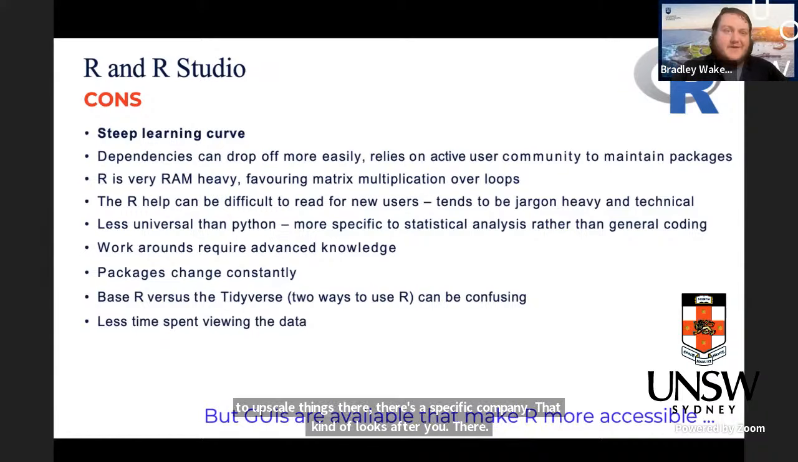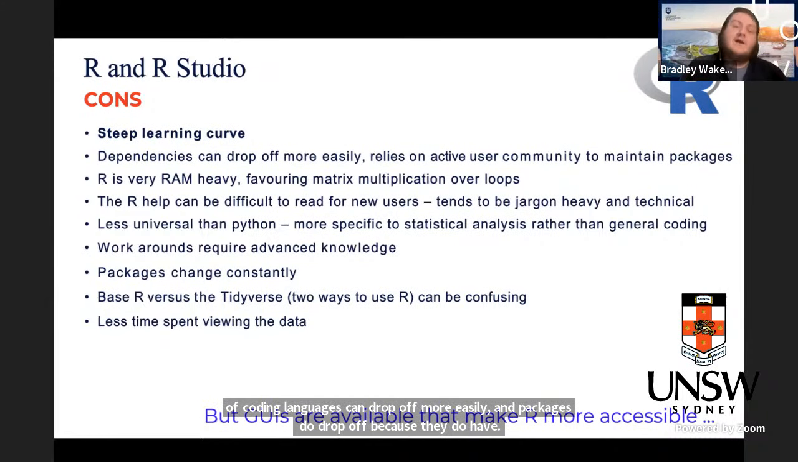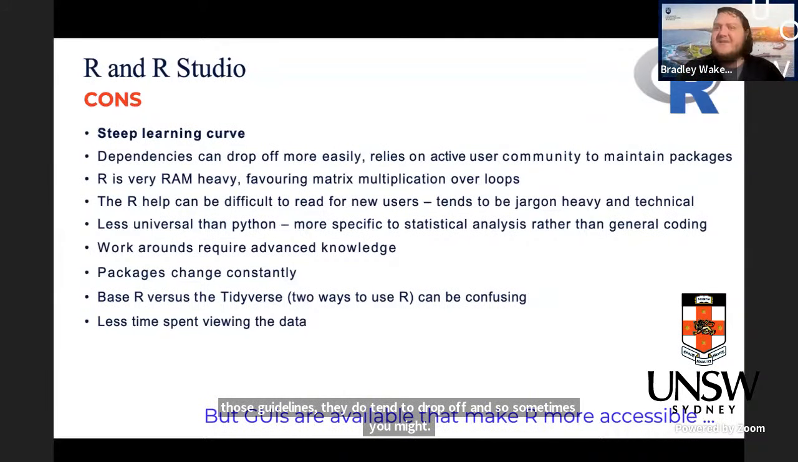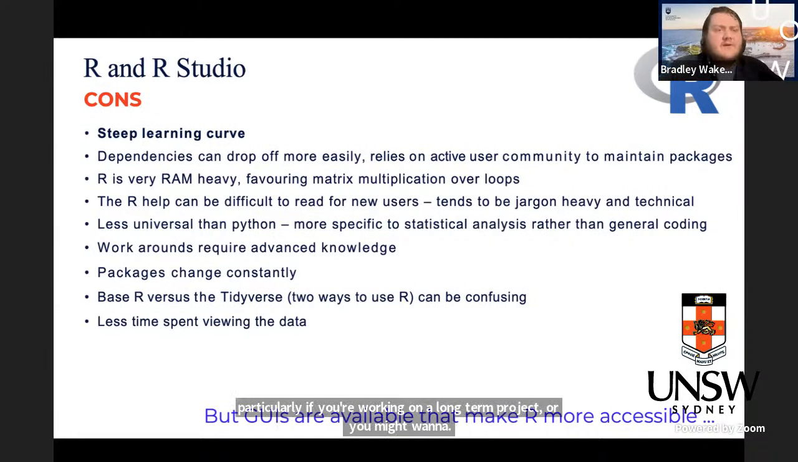Cons, steep learning curve, as would be the case for all kind of coding languages. Dependencies can drop off more easily, and packages do drop off because they have kind of strict guidelines to be on CRAN. If the package maintainer isn't meeting those guidelines, they do tend to drop off. And so sometimes you might be using a particular package and then it says it's not available for this version of R or something like that. So that can make it a bit tricky, particularly if you're working on a long-term project or you might want to touch base with something down the track.